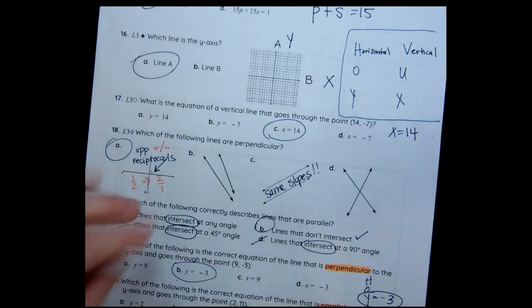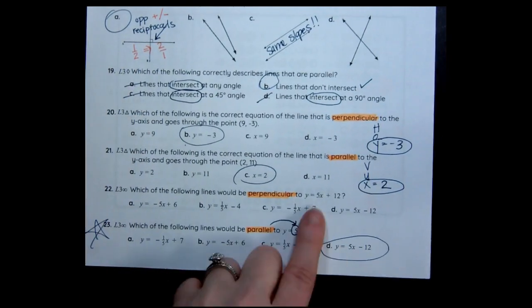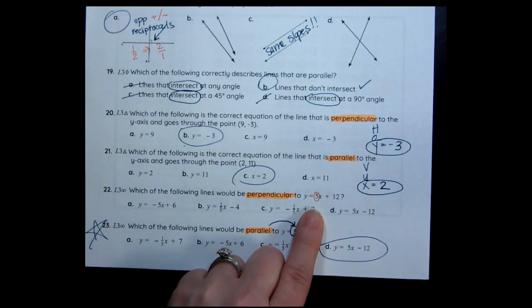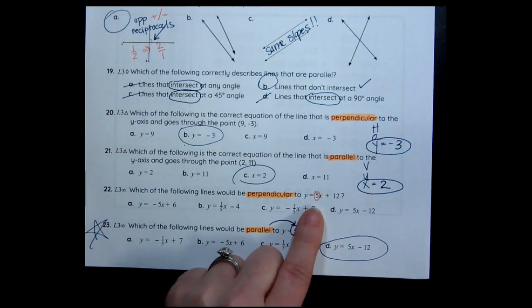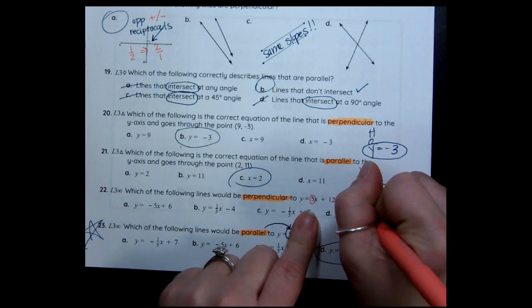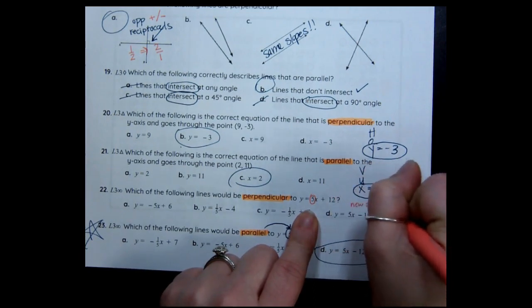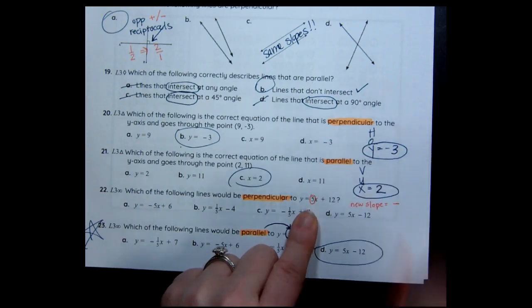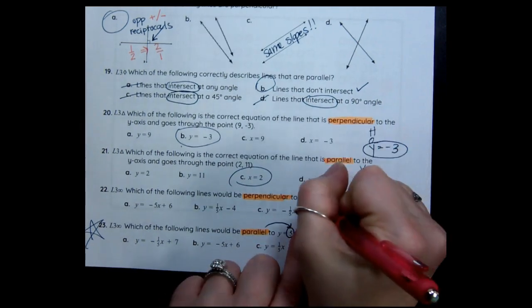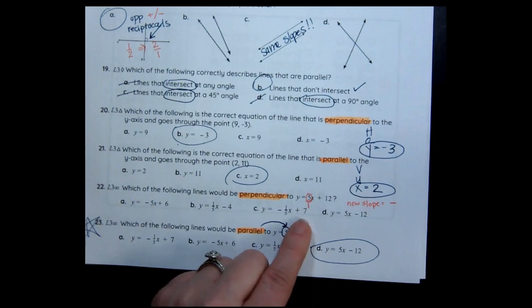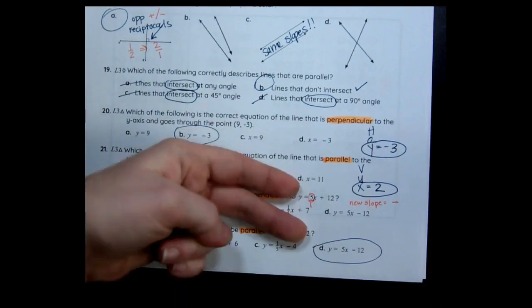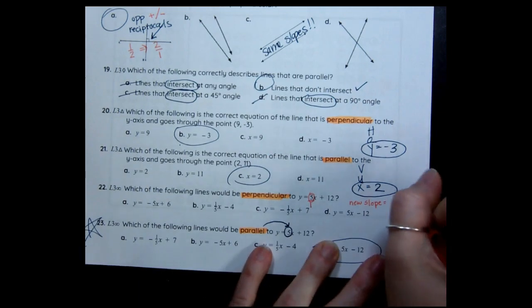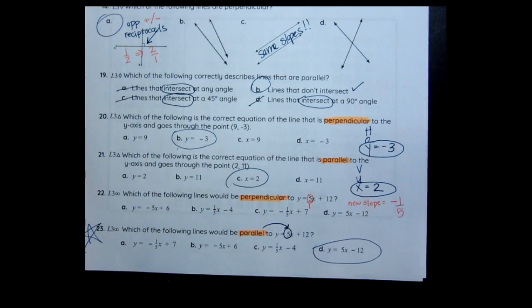That's reciprocals. So if we look here, our slope is 5. In order to be perpendicular, our new slope would have to be the opposite sign of that. So that sign is positive, so our new slope needs to be negative. As a fraction, 5 is the same as 5 over 1. So if I take 5 over 1 and I flip it, it's 1 over 5. So I need a line that has that slope.